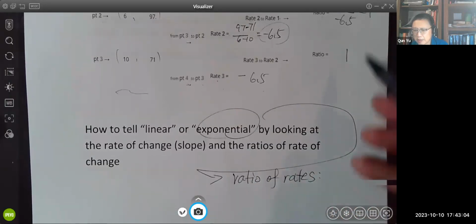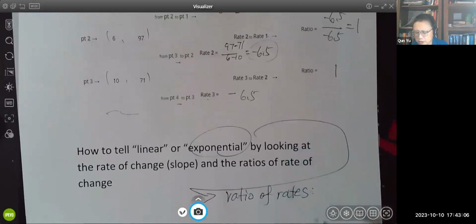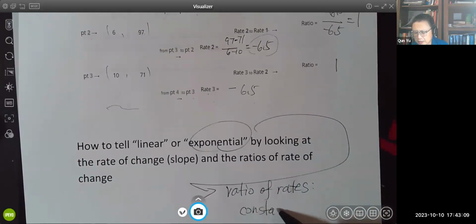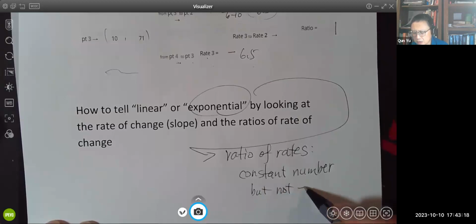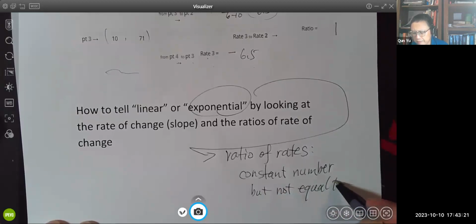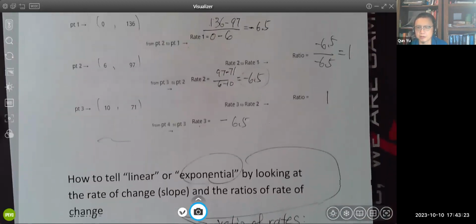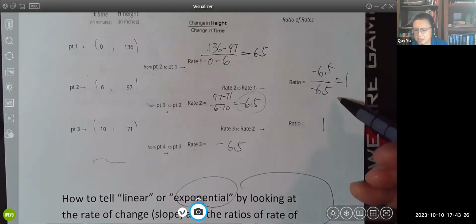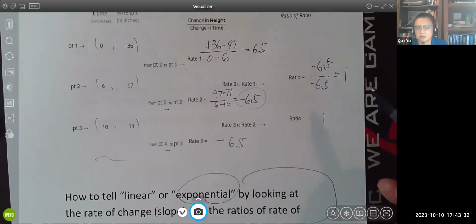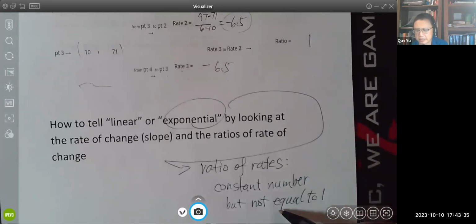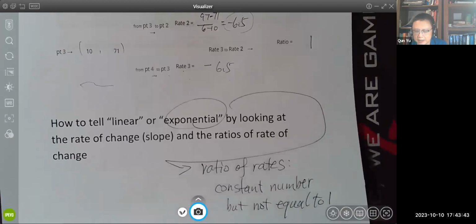For an exponential model, this last column, the ratio of rates, has to be a constant number, but not equal to 1. That means it can be any other constant number, but not 1. Apparently, 1 represents the rates being the same. If the rates are the same, that means you get a straight line, it's not exponential. It still will be a constant number, it's just not 1. Again, being a constant number is a result of the percentage increase or decrease being constant.